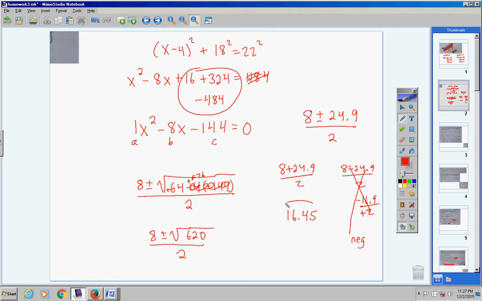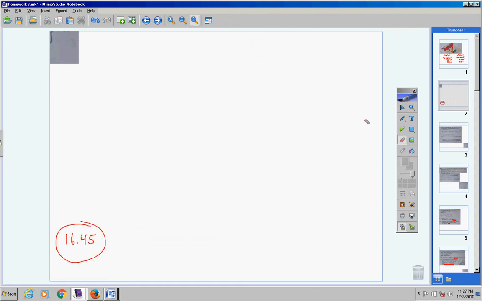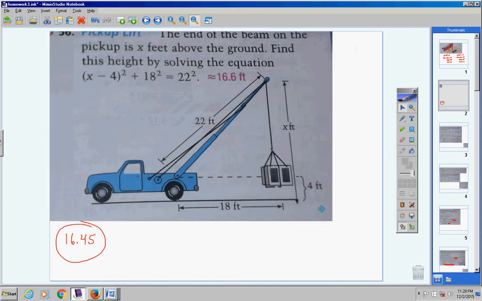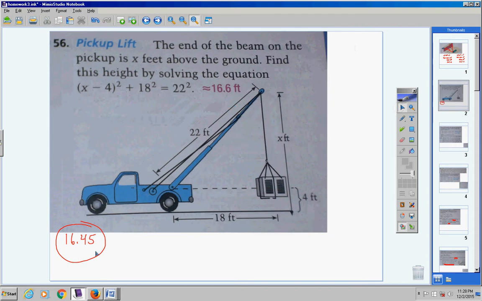So here's my answer. Let's pull that over here, get it out of the way. And I forget if we have the answer over here or not. Let's see if we do. We do, 16.6, so we rounded a little bit. We're off. If you rounded this to one place, you get 16.5. They're getting 16.6. Definitely close enough. Alright, so this is the height of x, 16.5.